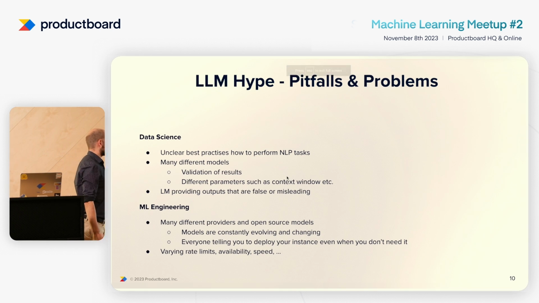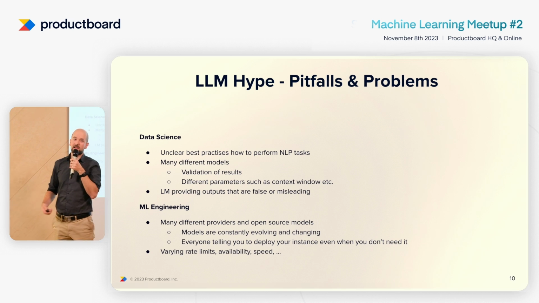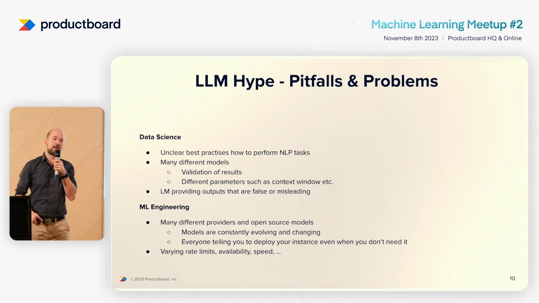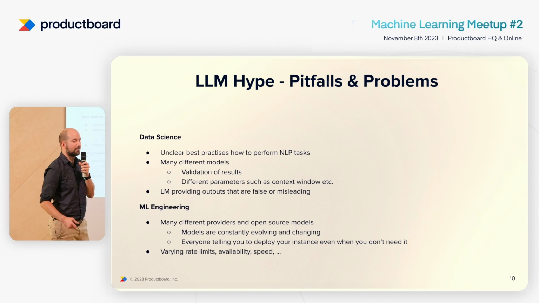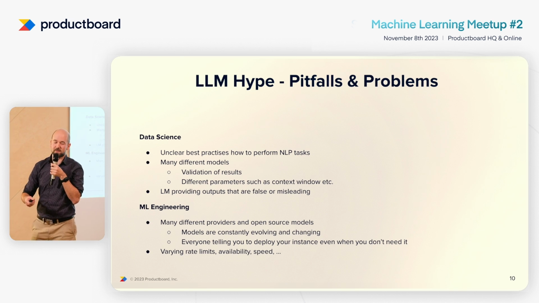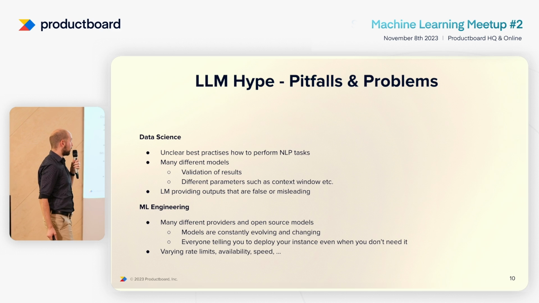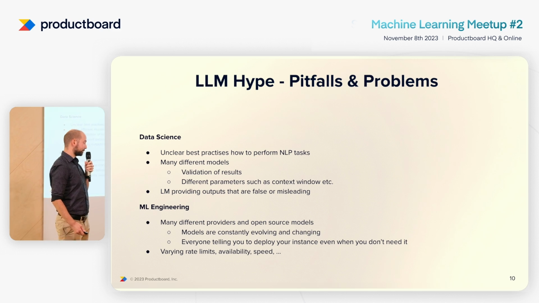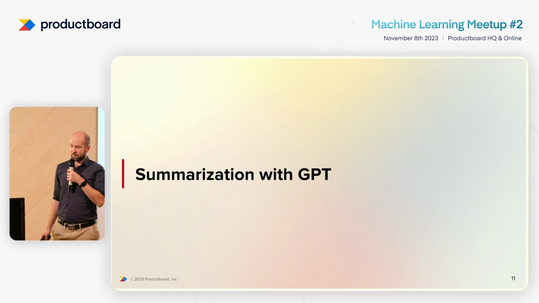Another problem in this era is that these models are constantly changing and evolving. Some people are telling you that you have to deploy your own open source model and use it in your own infrastructure, even though it's, for example, not the case for you, because if you use OpenAI, it's cheap. So you have to think of it from these points of view. So this was about the hype.